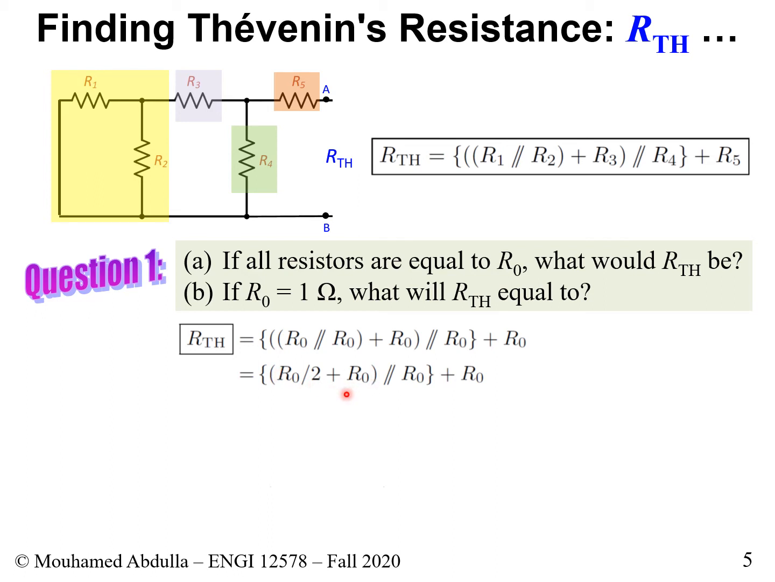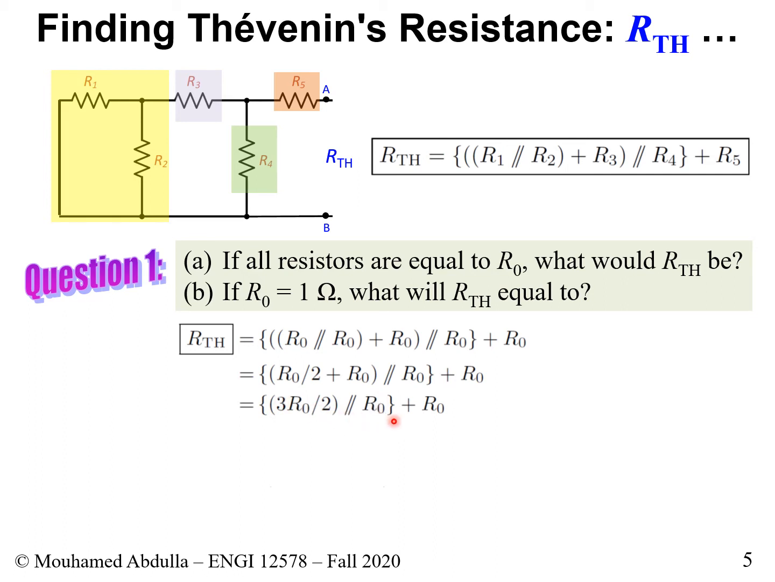If you want to add them, you want to make sure that they have the same denominator. So if we put 2 in the bottom, 2 on top, you'll have 3 R0 divided by 2, which is basically 1.5 R0. So this is what we get in parallel with R0. So now we work this bracket. So this is what we have: a resistor, 1.5 R0 with R0, and they are in parallel.